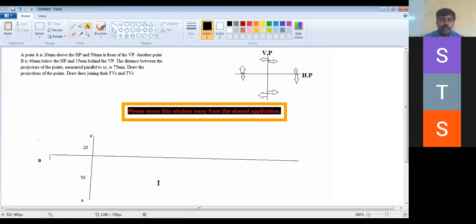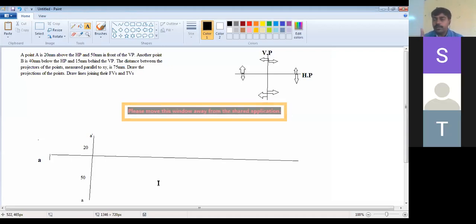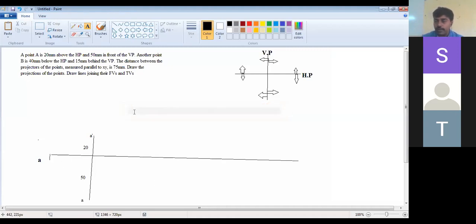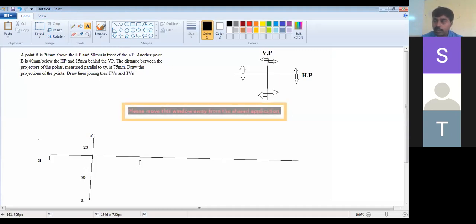Now go to the second point. Another point B, 40 below HP behind VP. Which quadrant is it? Below HP behind VP is nothing but the third quadrant. Third quadrant will always be the opposite of the first quadrant. In the first quadrant A dash is above and A is below. So here it is the opposite: B should be above and B dash should be below the XY line. So what they are saying, the below distance is 40.